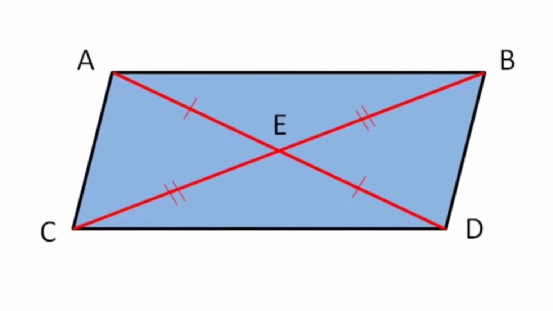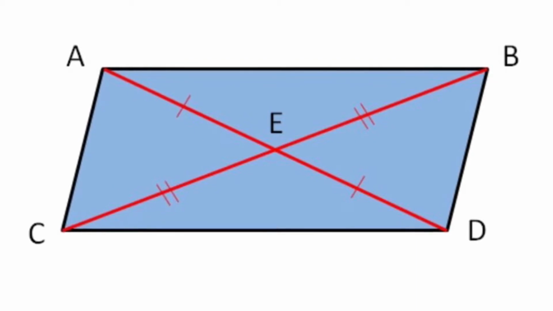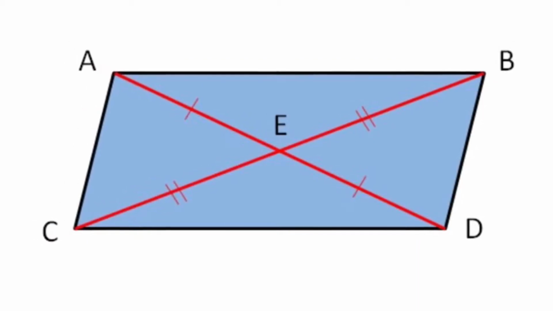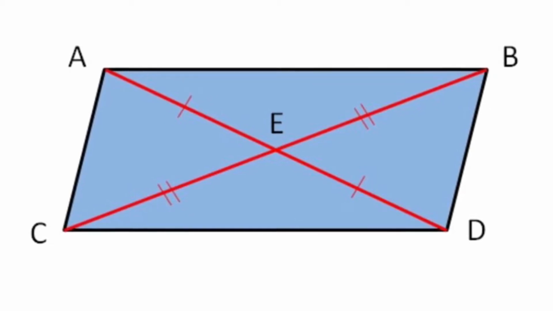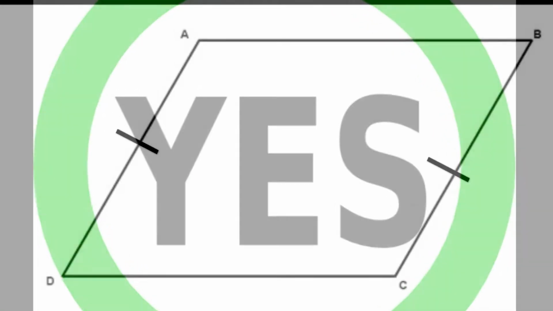Now that we understand the sufficient conditions for a parallelogram theorem and its parts, let's apply it to a problem. Is this quadrilateral a parallelogram based on the given information? Yes, it is a parallelogram. The diagonals bisect each other.